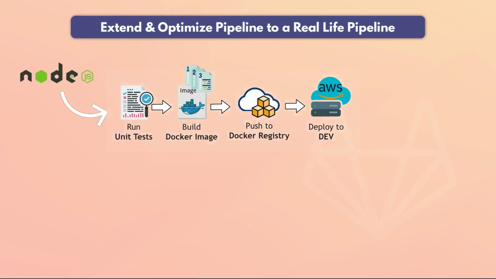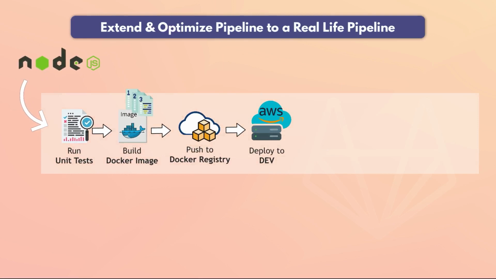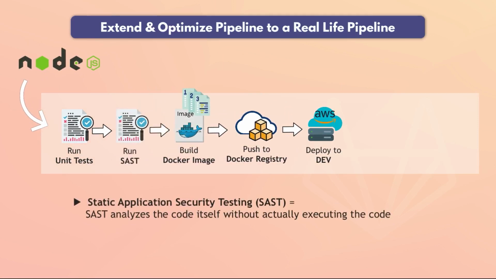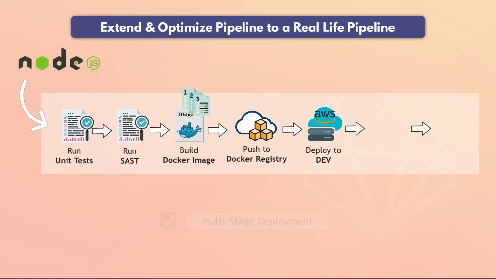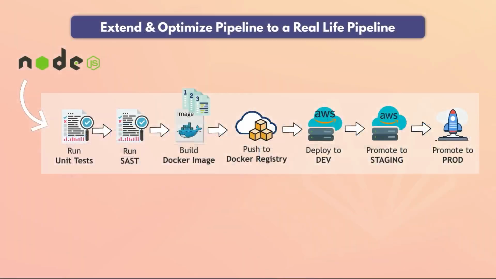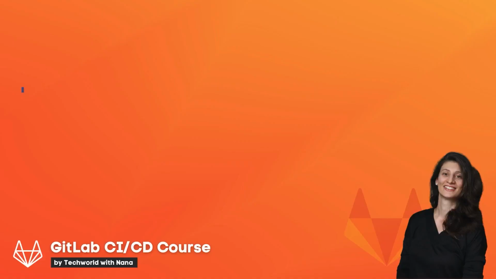And we're gonna add 3 more steps or 3 more jobs to our pipeline. First, we're gonna add static security analysis tests for our application, what's called SAST. And then we're gonna add 2 more steps right here to promote the application changes from development to staging environment, and then from staging to production environment. And of course, along the way with all these additional steps, we're gonna learn some more GitLab CI/CD concepts. So let's get started.